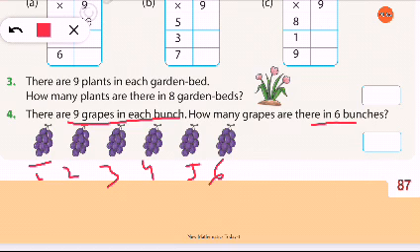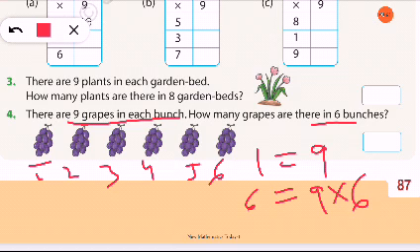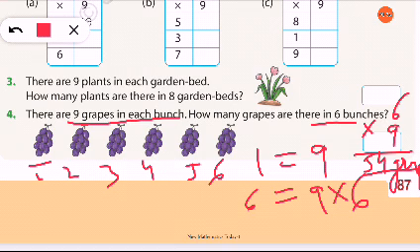So 6 bunches. In one bunch how many are there? 9 grapes. So in 6 bunches of grapes there will be 9 multiplied by 6. We will write here like this, and your answer will be 9 sixes are 54 grapes. So your answer will be 54 grapes. In 6 bunches there will be 54 grapes.